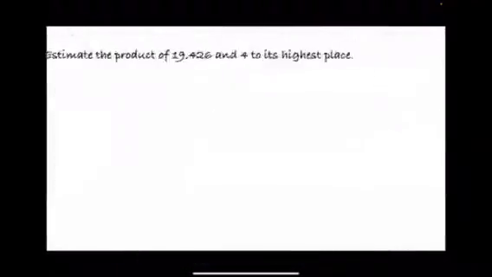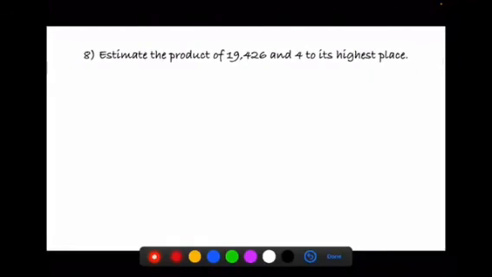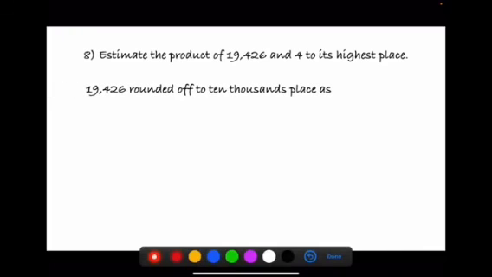Moving on, children. Next problem. Estimate the product of 19,426 and 4 to its highest place. Children, till now we learnt about addition and subtraction. We will try out a few more problems with respect to product, that is multiplication. So for that, 19,426 is to be rounded off to the 10,000th place, because they have just given us the condition that it has to be rounded off to its highest place.